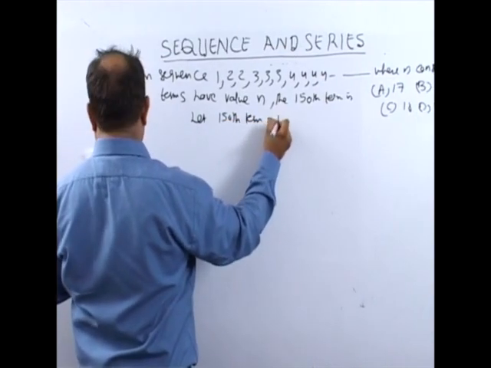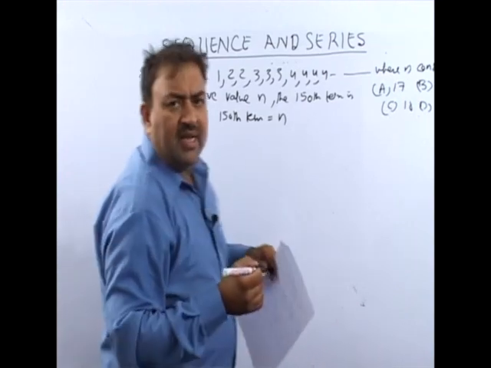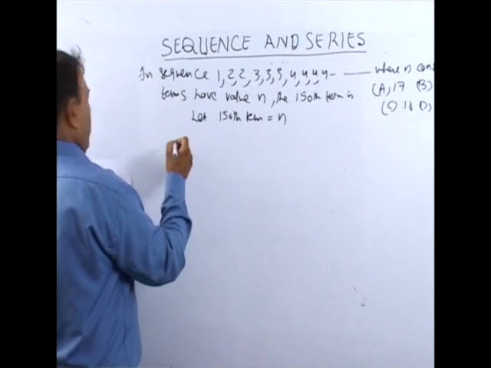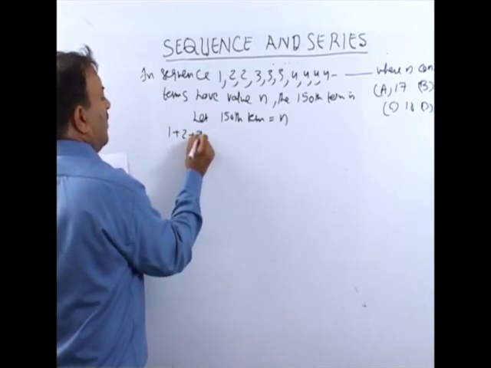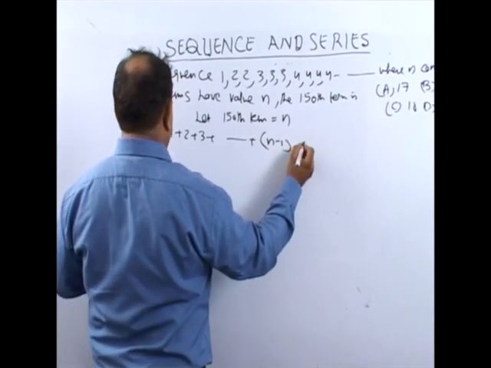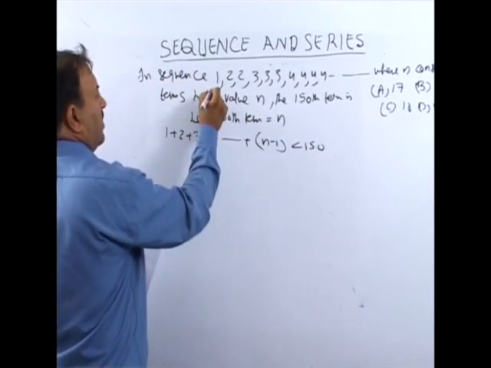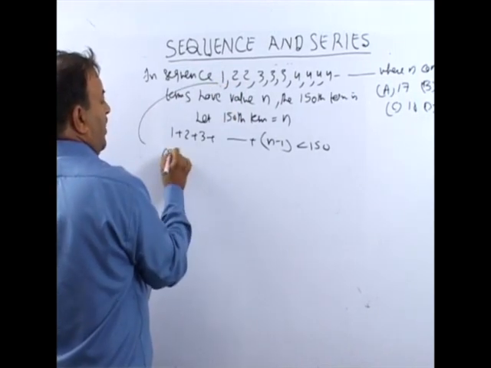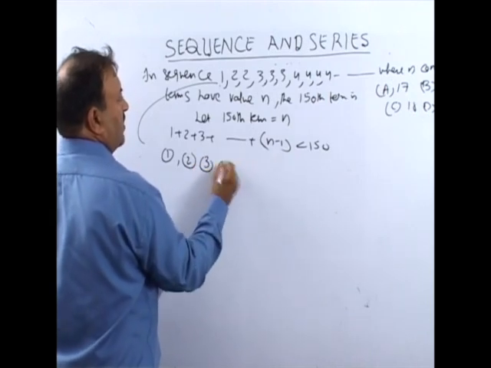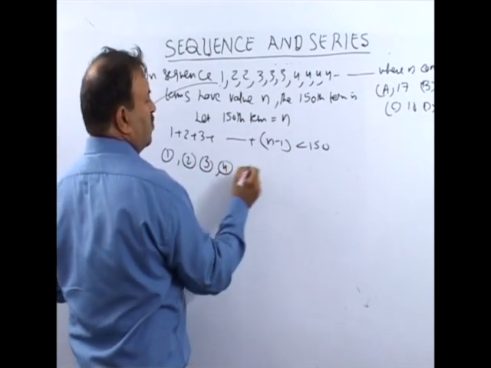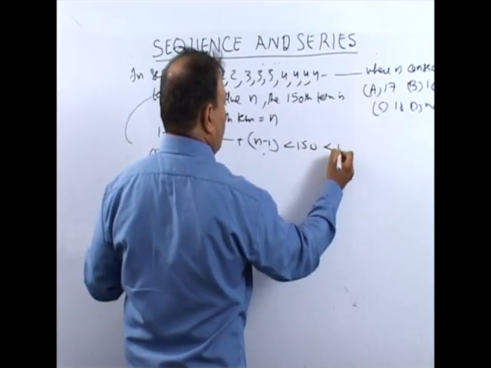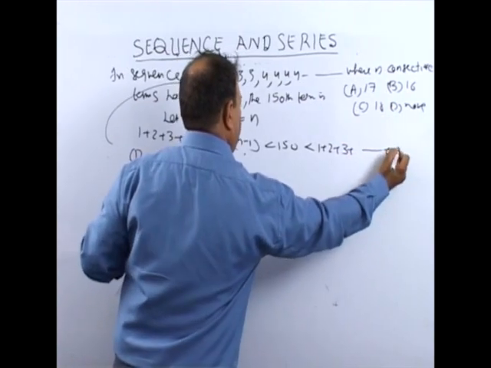term be equal to n. Like in the previous question, where I took the 125th term equal to n, here I take the 150th term equal to n. Now I'll say 1 plus 2 plus 3 up to n minus 1 is less than 150. Here the number of terms is 1, then 2, then 3, then 4. So 1 plus 2 plus 3 up to n minus 1 is less than 150, less than 1 plus 2 plus 3 up to n.